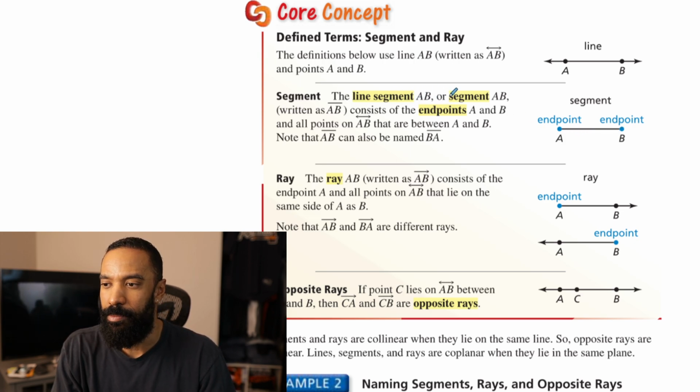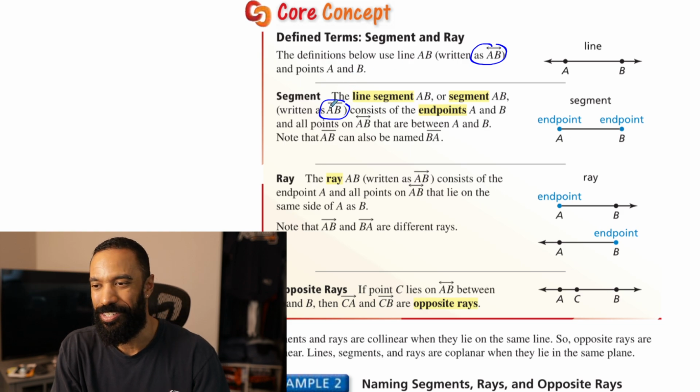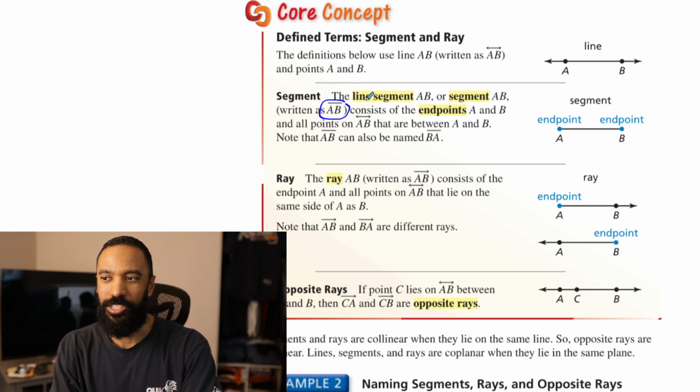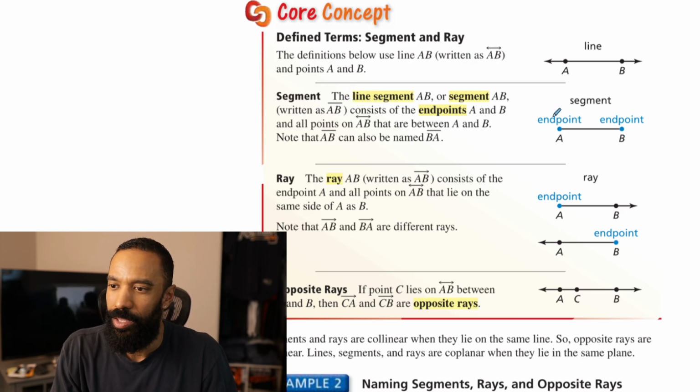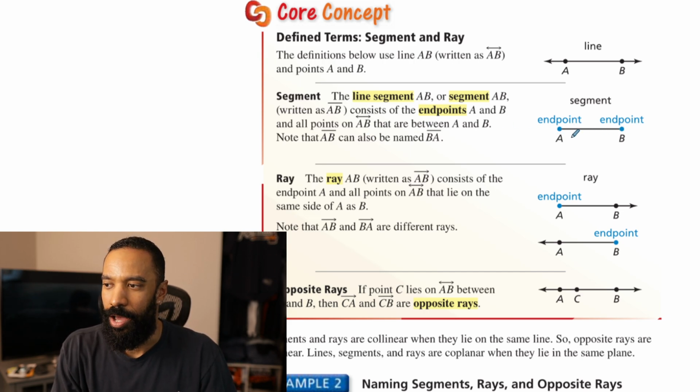The line segment AB, or segment AB, is written as this. Notice the difference between this one and this one here. This one just looks like it has a segment bar. This one looks like it has a line bar. Okay, that makes sense. So no arrows on these ones. It consists of the endpoints A and B, and all points on line AB that are between A and B. Note that segment AB can also be named segment BA. So once again, you can reverse the order, and that's all good.